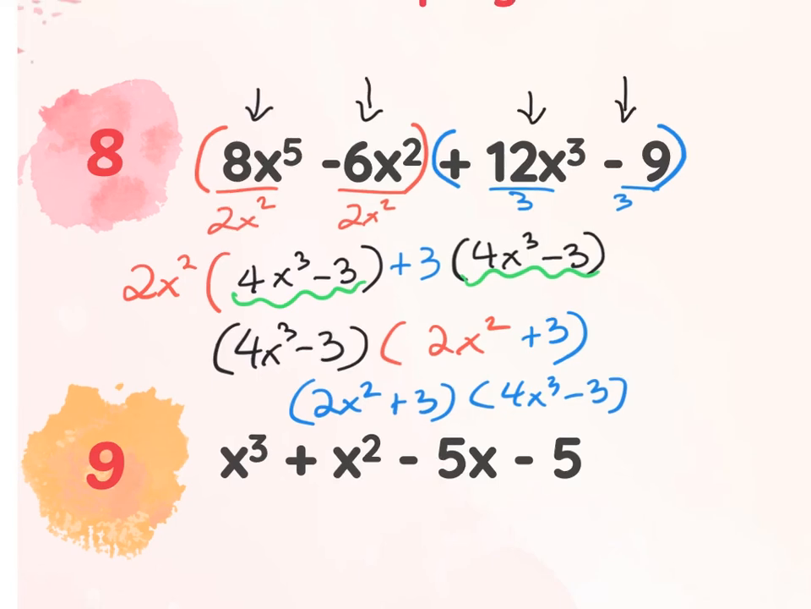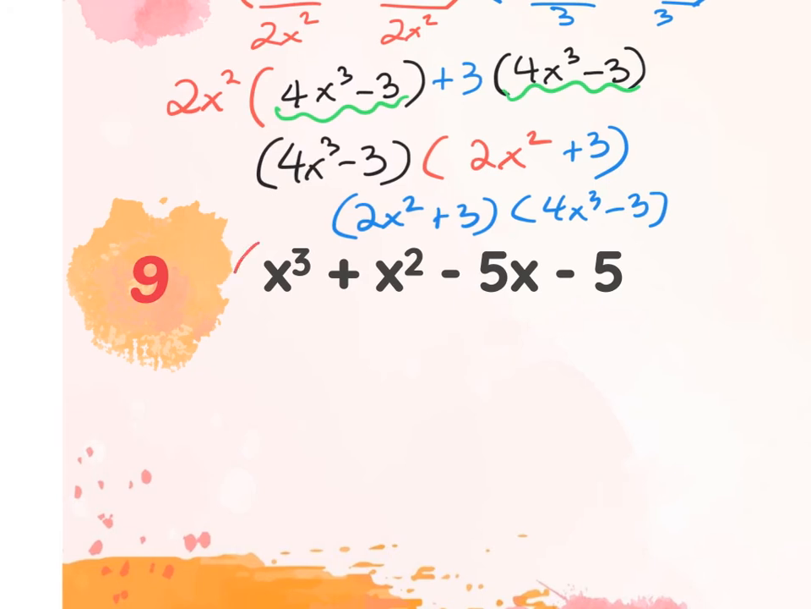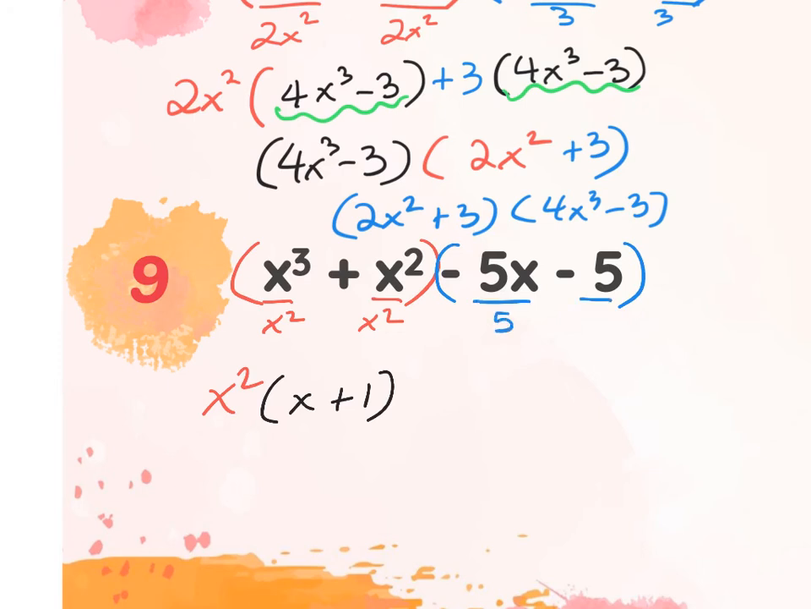Let's try number 9. Red group, blue group. My greatest common factor of red is going to be x squared. The answer after I divide gives me x plus 1. Now, watch what happens on my blue group. If I decide to only try to pull out a positive 5 GCF, I end up getting a negative x minus 1, which doesn't match. So the correct GCF here is going to be a negative 5. And then now my parentheses are going to match.